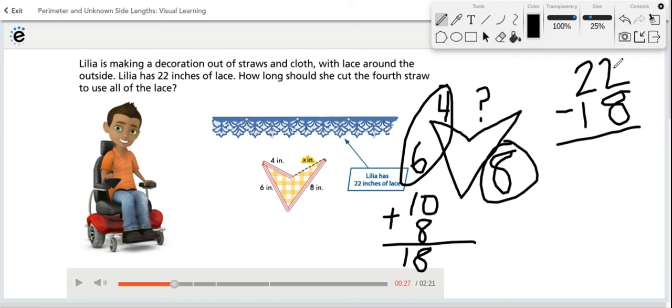All right, whenever we subtract, we always start in the ones place and look to see if the bottom is bigger. It is bigger here, so we need to go next door and borrow. So this will become a 1. And the one that we just borrowed will become this 2's sidekick, turning it into a 12. So 12 minus 8 is 4. And 1 minus 1 is 0. So that means that this unknown must be 4 inches.